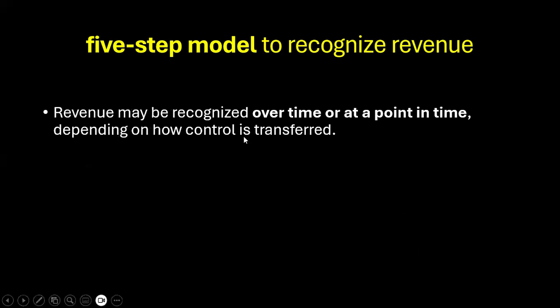Revenue may be recognized at a point in time or may be recognized over a period of time. It depends on how the control is transferred. Sometimes the control is transferred gradually. If the control is transferred gradually, then the revenue is also recognized gradually over a period of time.